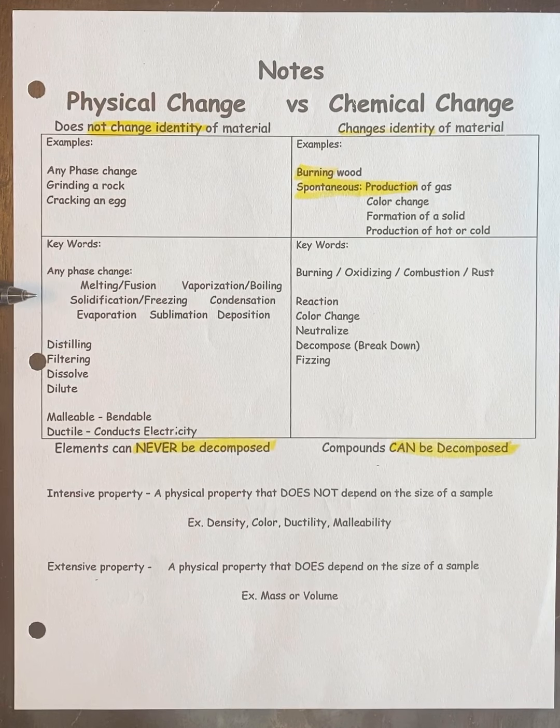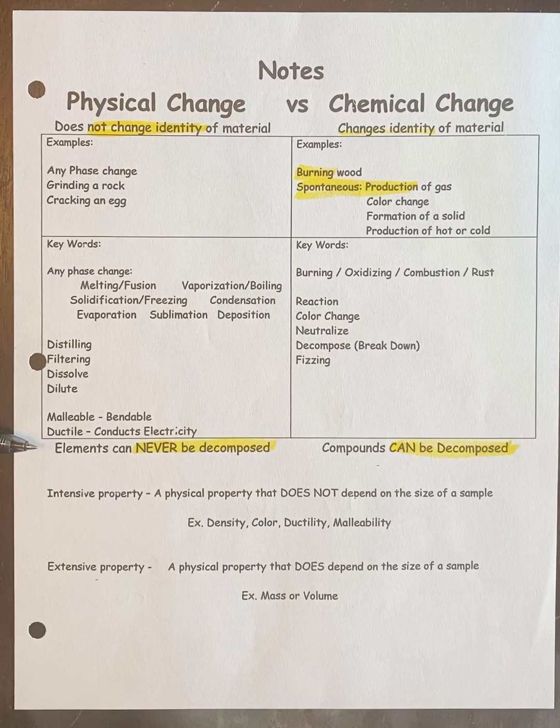So for physical changes, we're talking about any phase change word: melting, fusion, vaporization, boiling, solidification or freezing, evaporation, sublimation, deposition, condensation, any of them. Also any of the words that we use to describe separation techniques, like distilling, filtering, dissolving, and diluting. These are things we do in a lab to separate and purify chemicals. They separate things by physical methods, not by chemical, and that's why these would all be a physical change.